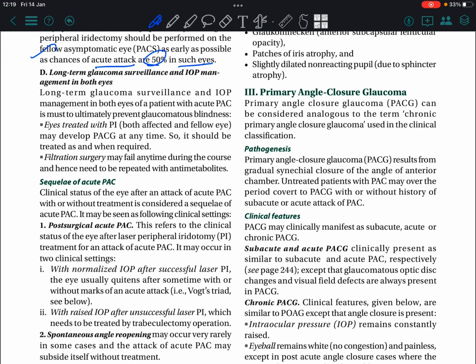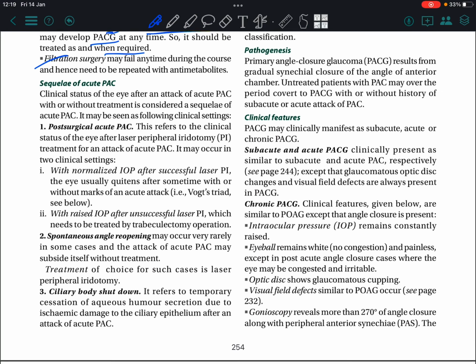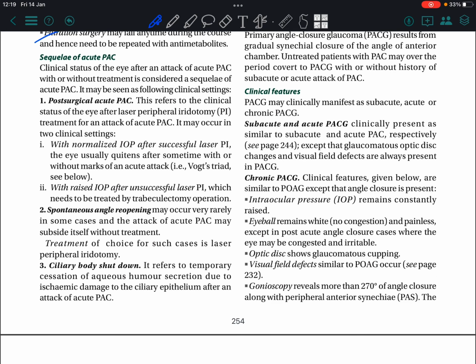Long-term glaucoma surveillance and IOP management in both eyes. Eyes treated with PI, peripheral iridotomy, both the affected and fellow eye may develop PACG at any time, so it should be treated as and when required. Filtration surgery may fail any time during the course and hence may need to be repeated with antimetabolites.